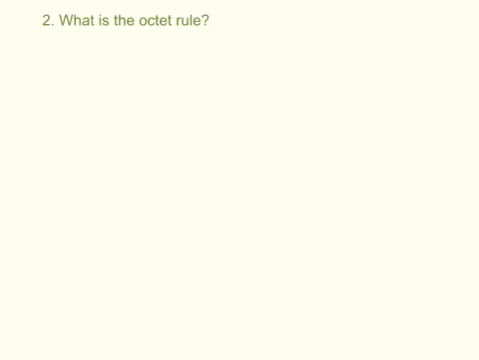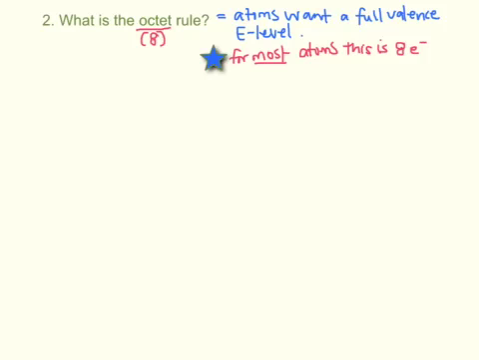Okay, so let's talk about the octet rule. First, an octet refers to 8 of something. So if you have 8 of anything, you have an octet. So the octet rule basically says that atoms want a full valence energy level. That's what gets them to their lowest energy state. For most atoms, that's 8 valence electrons, hence the octet.